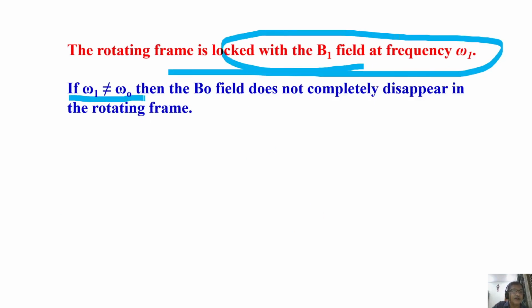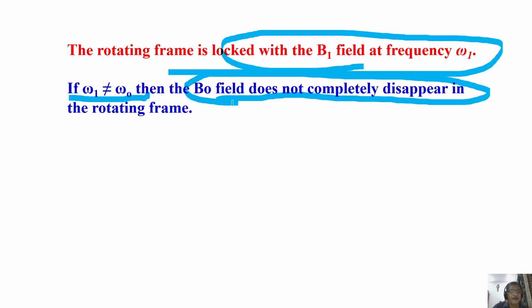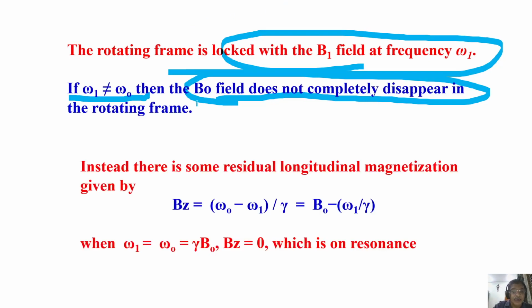When omega 1 is not equal to omega 0, then what happens? The B1 field does not completely disappear in the rotating frame. Earlier, when it was exactly on resonance, I said the spins see only the B1 field, and the B0 main field is assumed to be absent for the spins precessing in the XY plane. But when this condition is not matched, they also see B naught. Now, in addition to B1, they also see B naught.